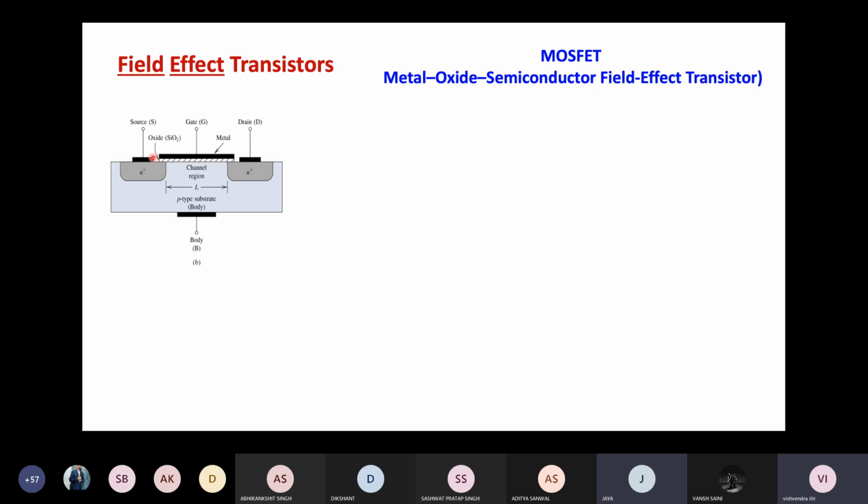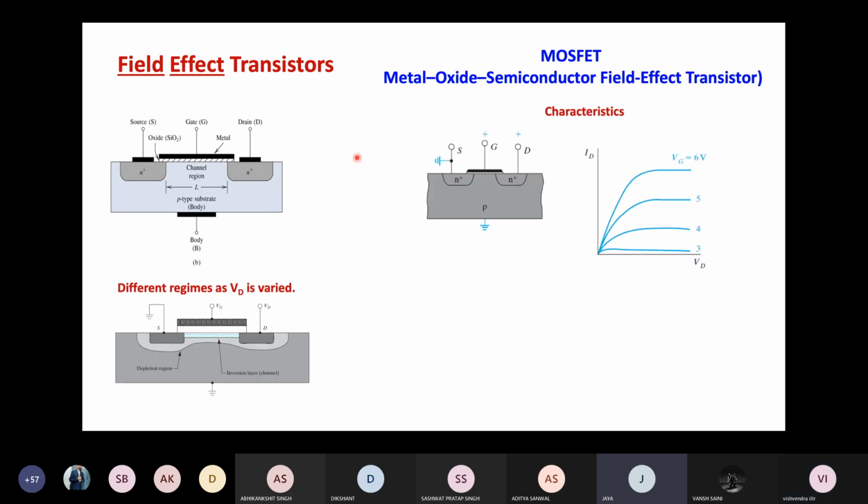The three terminals here are, one is the source, second is the drain, and third is the gate in this particular figure. Apart from these three terminals, there is a fourth terminal as well. But this fourth terminal is almost all the times grounded. It is known as the body terminal or the substrate semiconductor.